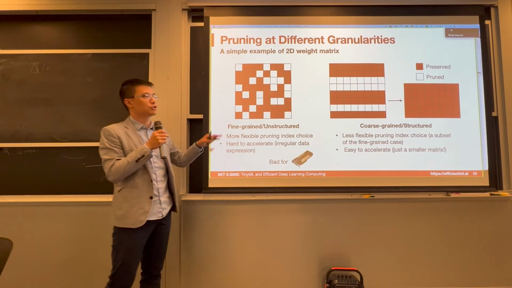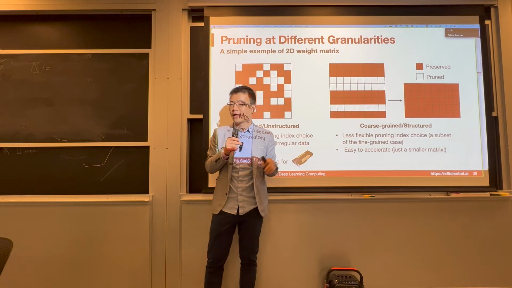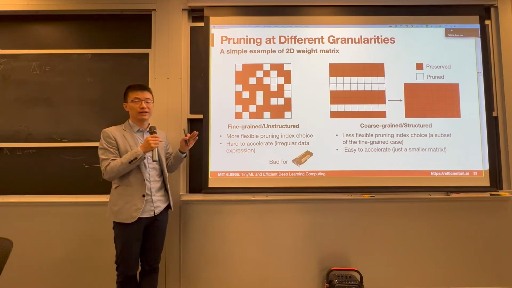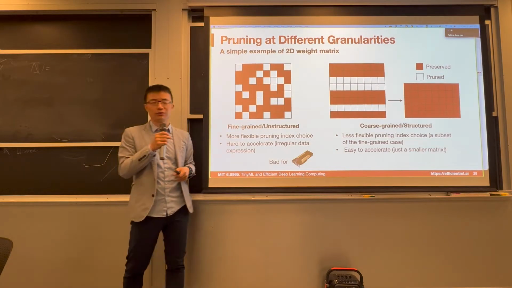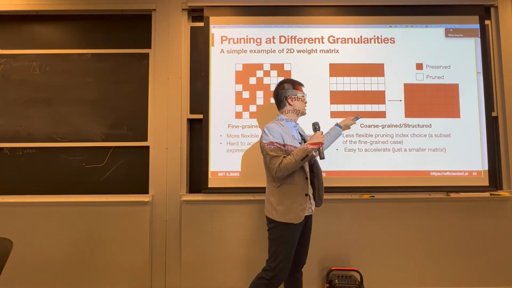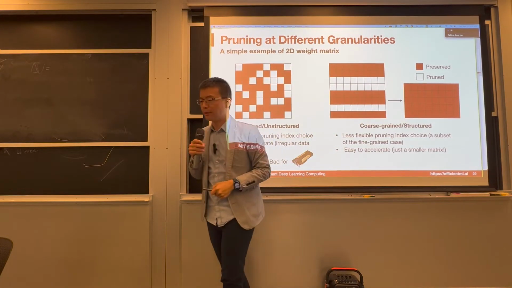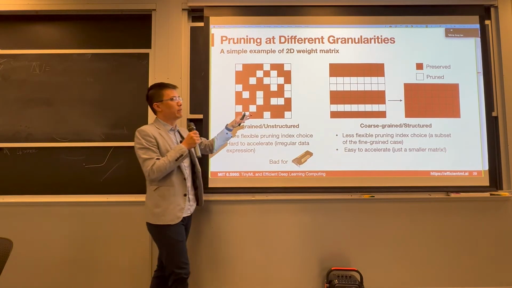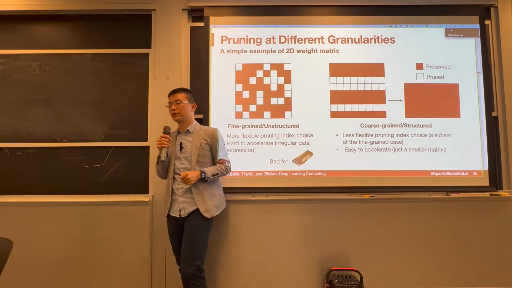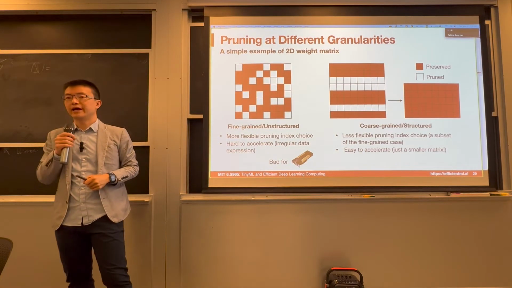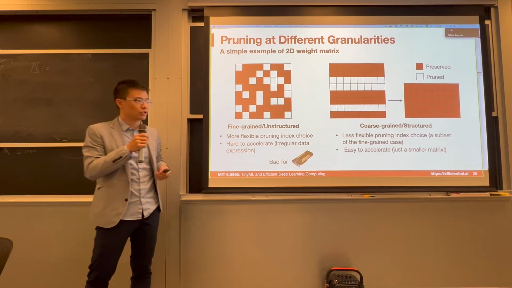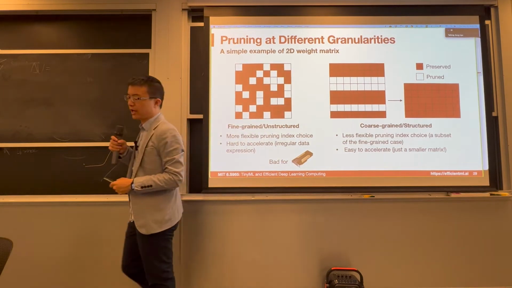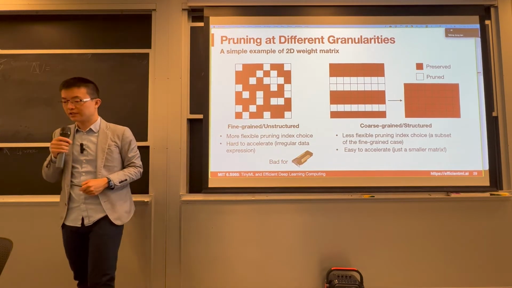Using such coarse-grained or structured pruning, we can reduce the actual computation when we are feeding it to the GPU or the hardware. Initially we have to do this 8 by 8 matrix times an 8 by 1 vector. Now we just pass it through a 5 by 8 matrix multiplied by an 8 by 1 vector. So we can easily get a speedup on off-the-shelf hardware without having to design specialized hardware accelerators.